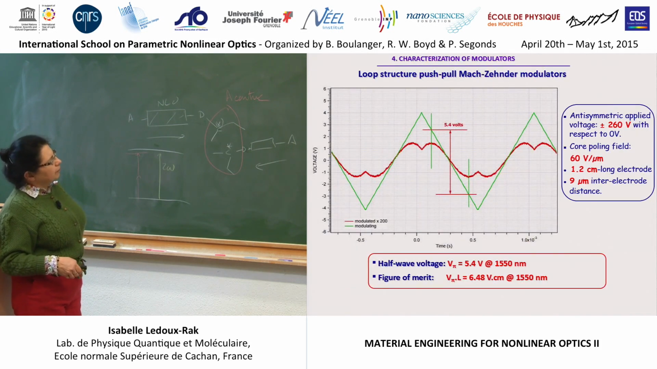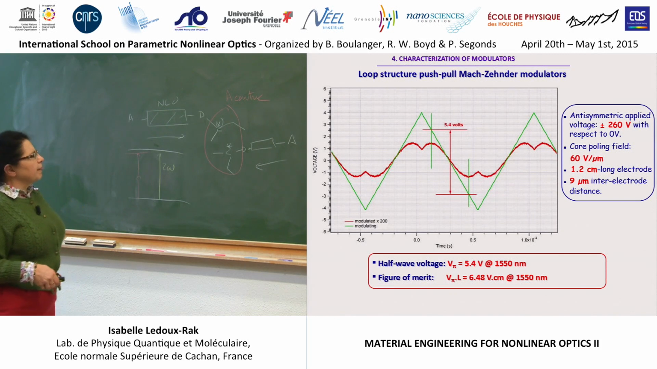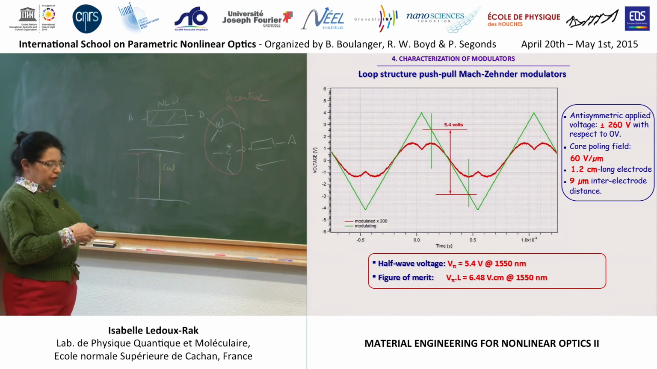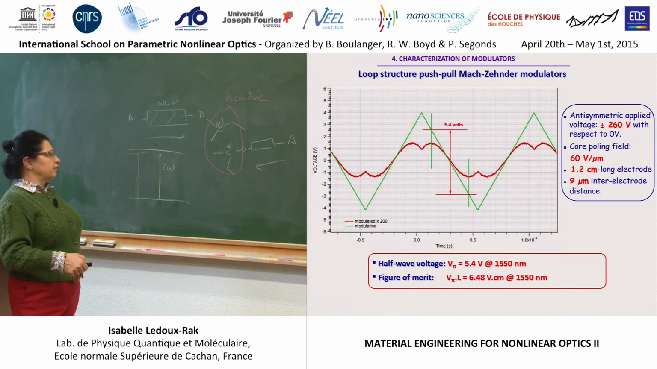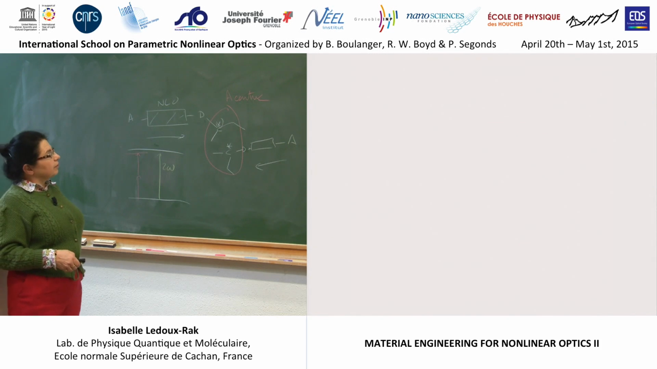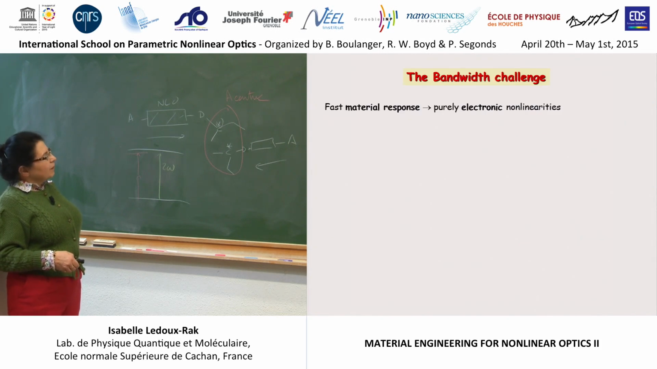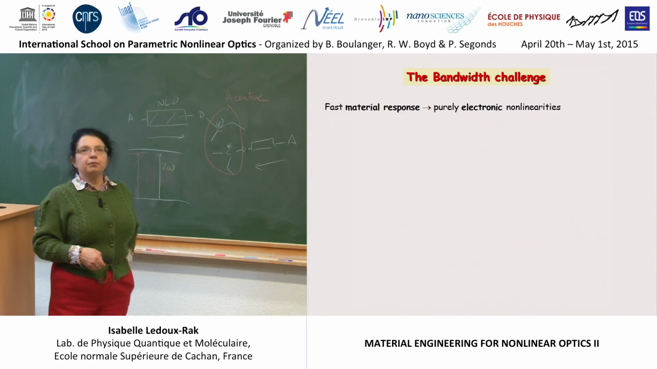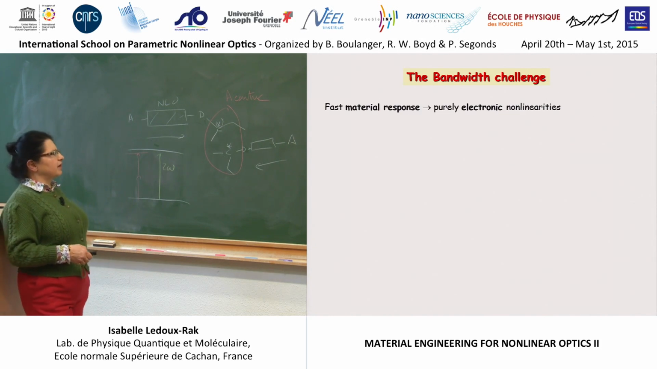This is for the loop system, a long structure, push-pull system, and the voltage is not really strongly reduced because probably this is not fully optimized, and you have some losses. Okay, but the interest of electro-optic polymers is to meet the bandwidth challenge.